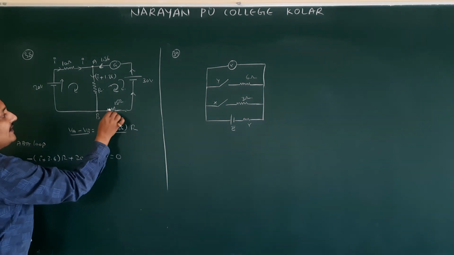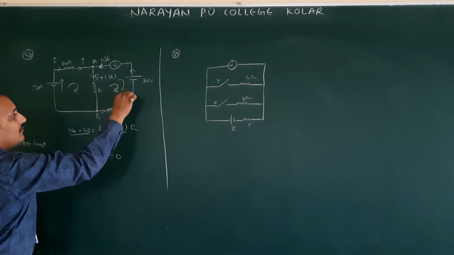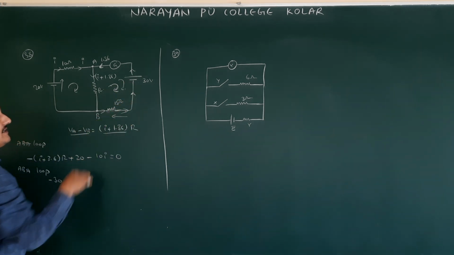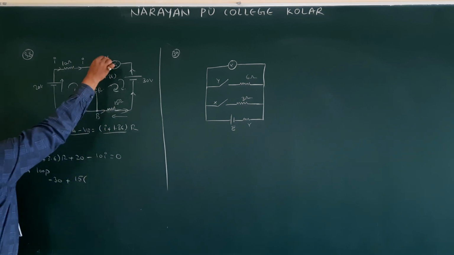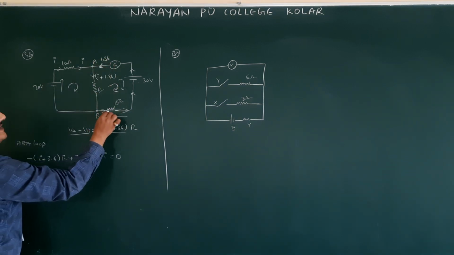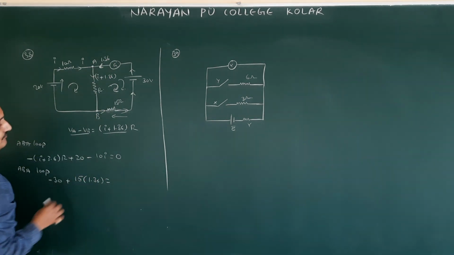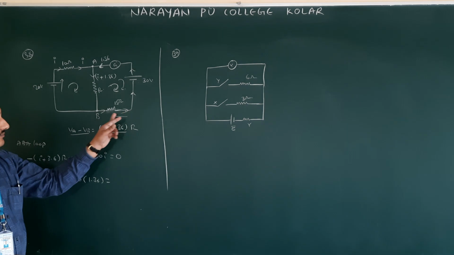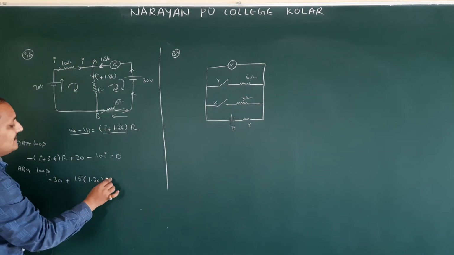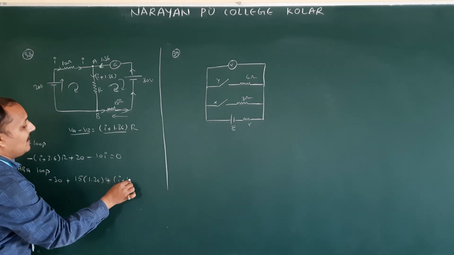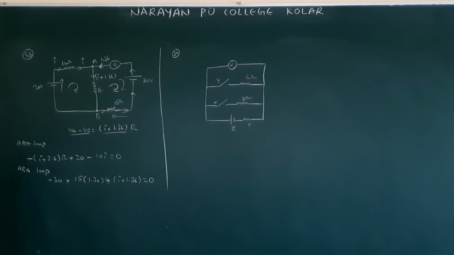Next, current direction here is like this and we are going like this. Current direction is opposite, therefore plus 15 into the current value. How much? In this branch, current is 1.36. Okay. Next, we are going like this, current is like this. Therefore, plus I plus 1.36 into R is going to become 0.